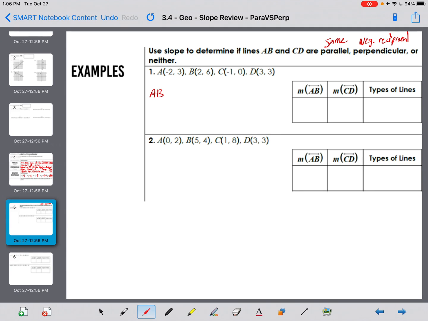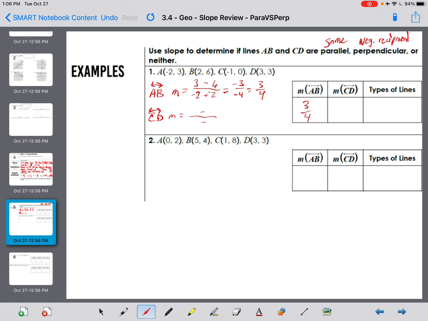So we're going to do line AB and line CD. We need to say AB's slope equals, we're going to do the slope monster. We need to do CD's slope equals, and we're going to do the slope monster. Let's plug in the parts. A, y on top, 3, x on bottom, -2. B, 6 on top, 2 on bottom. Let's do the math. 3 minus 6 is -3. 2 minus -2 gets more negative, -4. So that's a 3/4 slope.